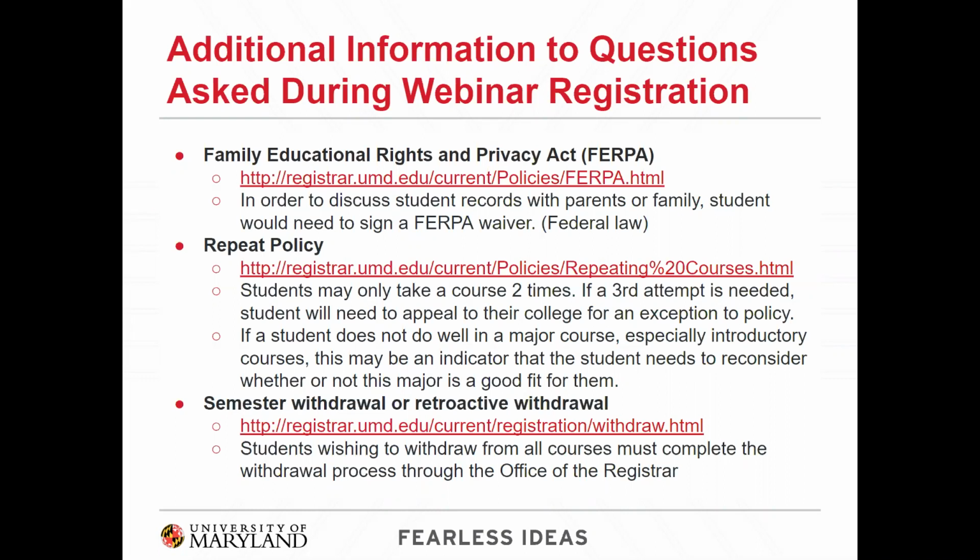The repeat policy, there's a link here to the repeat policy. Students may only take a course 2 times. If a 3rd attempt is needed, the student will need to appeal to their college for an exception to policy. If a student does not do well in a major course, especially introductory courses, this may be an indicator that the student needs to reconsider whether or not this major is a good fit for them. Students interested in a semester withdrawal or a retroactive withdrawal will need to complete the withdrawal process through the Office of the Registrar, and we have included the link here.